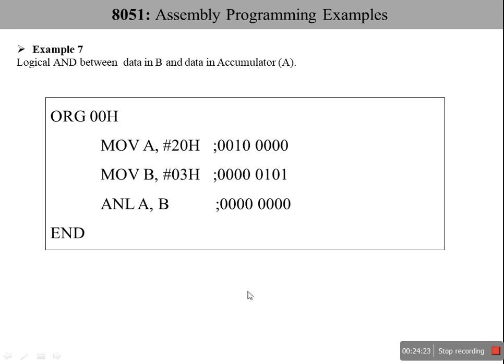Similarly, we can have an AND operation between A and B. Here the content which is to be logically ANDed can be stored, one in the accumulator, the other in the B register. Then we say ANL A, B. Then this data will be logically ANDed with this data. Hence the accumulator now contains 0 0.